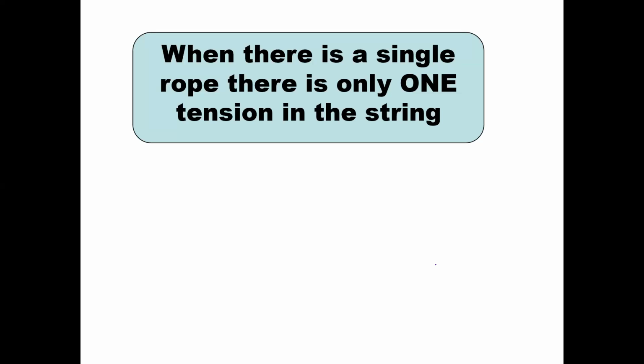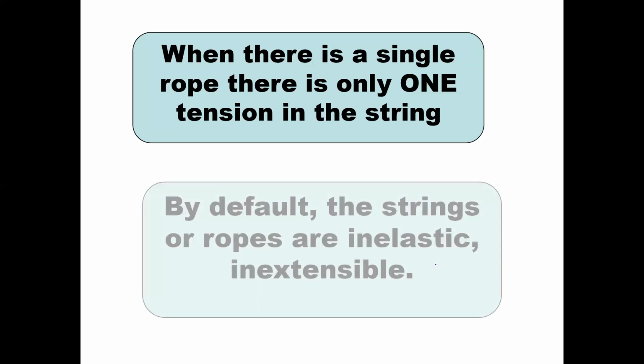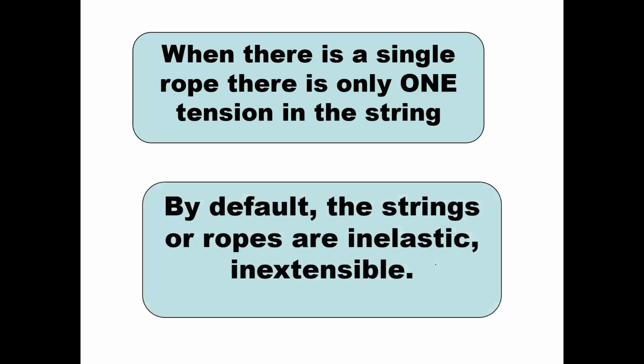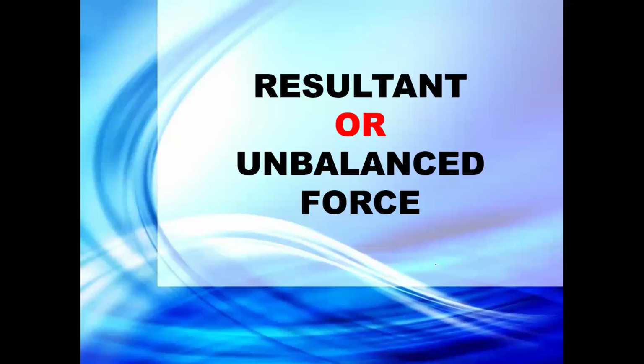Number one, when you are dealing with a single string, it may be passing through different positions, but there will be only one tension in the string. By default, strings or ropes are inelastic, inextensible, so we assume that strings are taut. Now, resultant or unbalanced force.